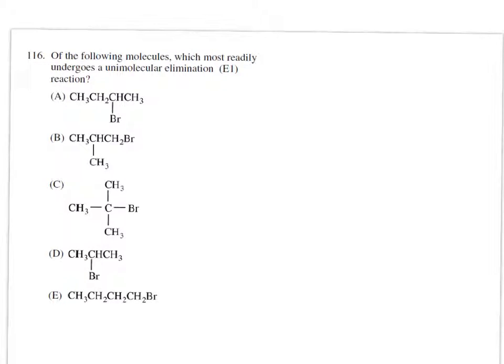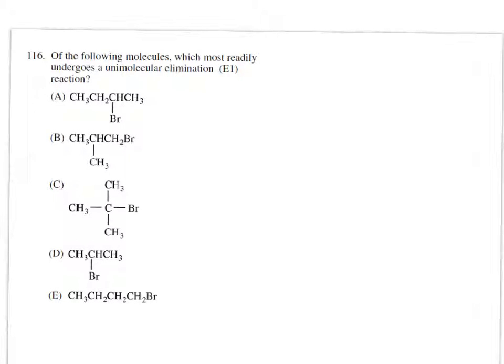Alright, so we talked a lot about SN1, SN2. Now we're going to talk about E1. Remember that E1 is a reaction that starts by losing the leaving group to form the cation intermediate, and you'll have to remember which of those types of cations are most stable. We talked about that last night. So which one most readily undergoes E1? That's probably going to be the one that forms the most stable cation.